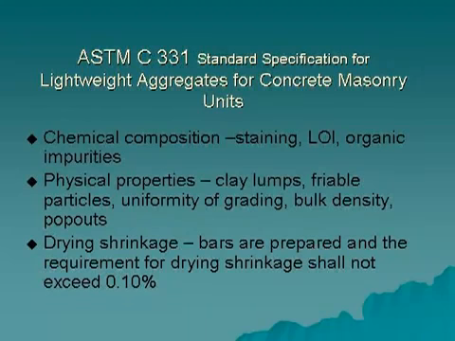Some of the requirements in ASTM C331 include chemical composition, physical properties, and drying shrinkage. Note that drying shrinkage tests are based on a lab-prepared blend of Portland cement and lightweight aggregate using a prescribed ratio of 10 parts aggregate to 1 part volume of cement. 3 concrete bars are molded and tested for drying shrinkage potential. Bars cannot exceed 0.10% drying shrinkage.